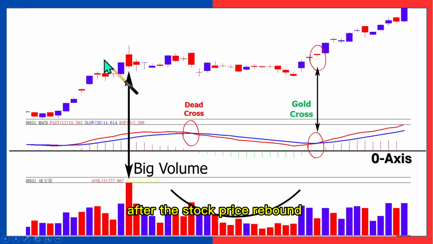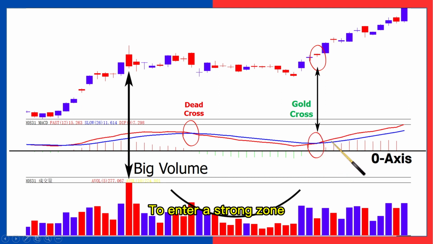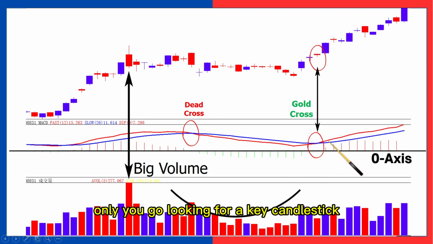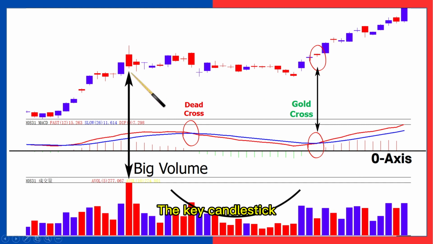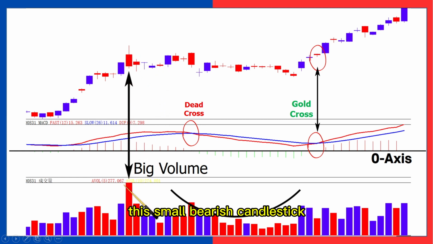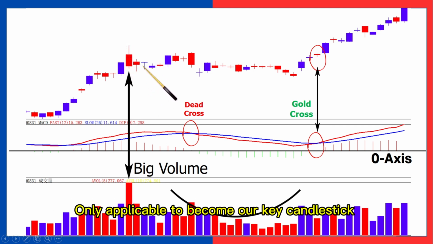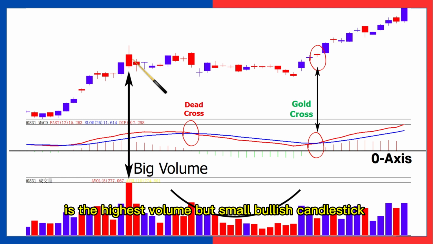After the stock price rebounds, MACD must move from below the zero axis to above the zero axis to enter a strong zone. Only then do you go looking for a key candlestick. The key candlestick must have the biggest volume with a bullish candlestick. This small bearish candlestick, we require it to meet two criteria: the big volume during this trend and also the biggest bullish candlestick. Only then is it applicable to become our key candlestick. Therefore, during this trend there is the highest volume but a small bullish candlestick.